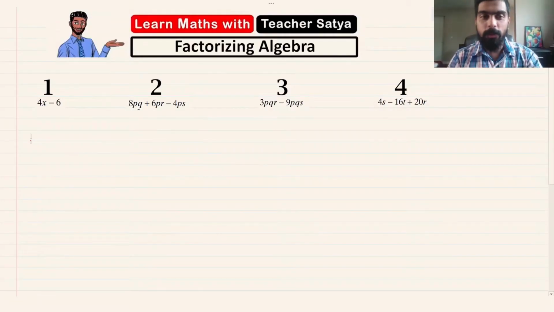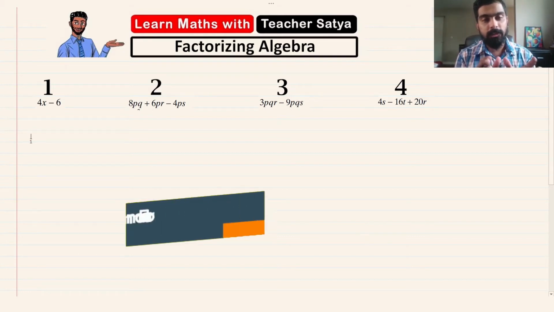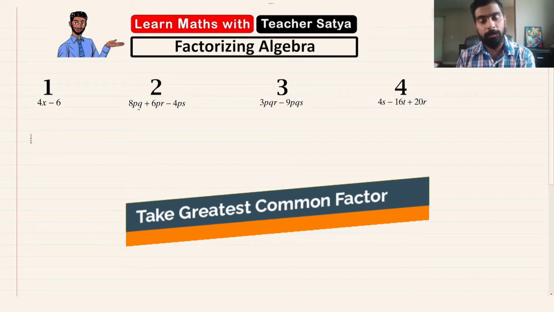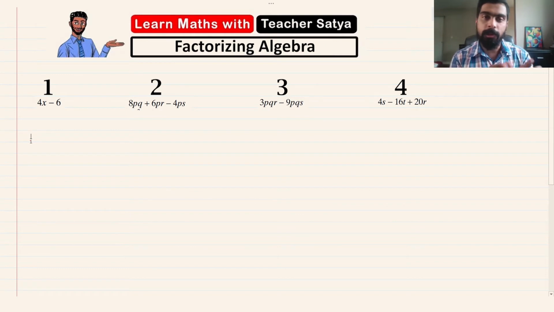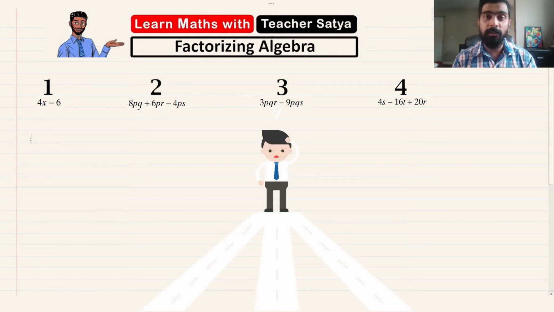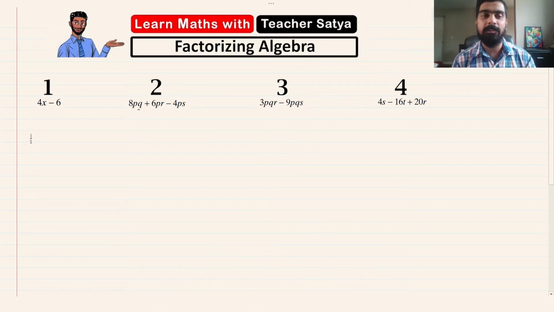Okay guys, so when we factorize an algebraic expression, what we are going to do is take the greatest common factor of each term and place it in front of the bracket. I know it sounds a bit confusing, but when we start solving it, it'll look as easy as a piece of cake. Alright guys, now let's go ahead and start solving it.